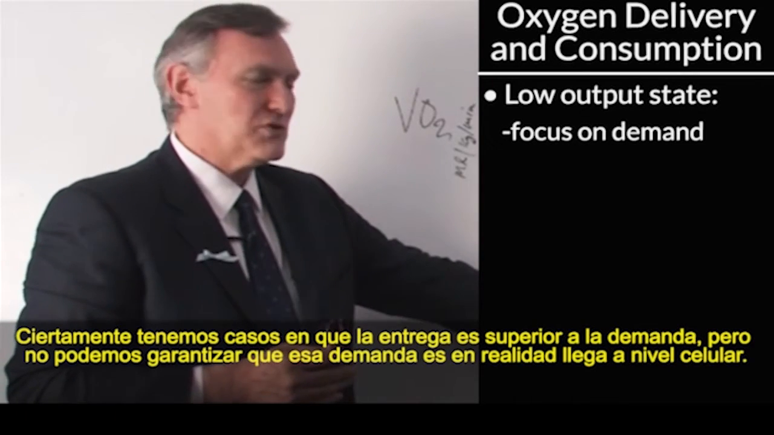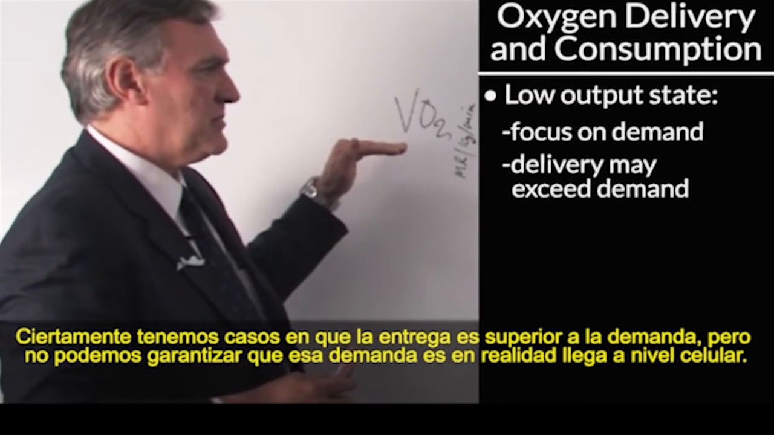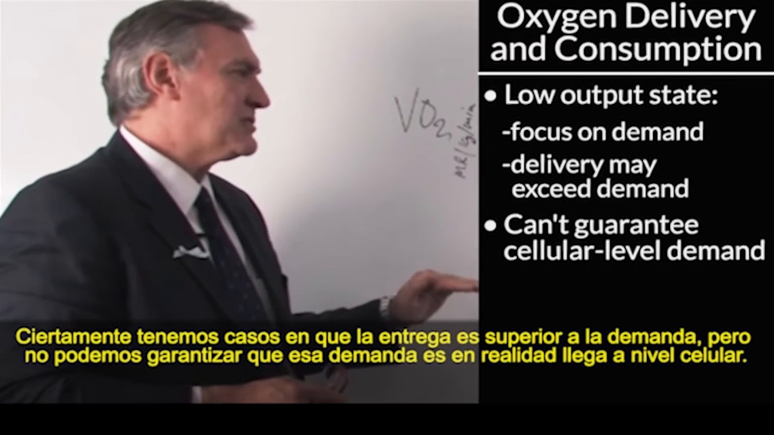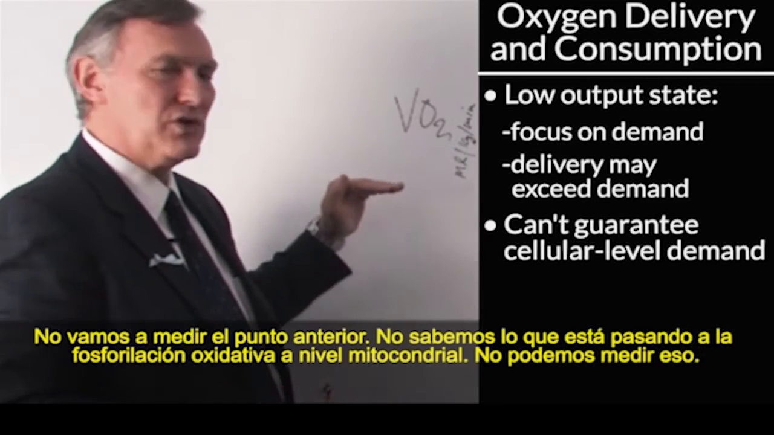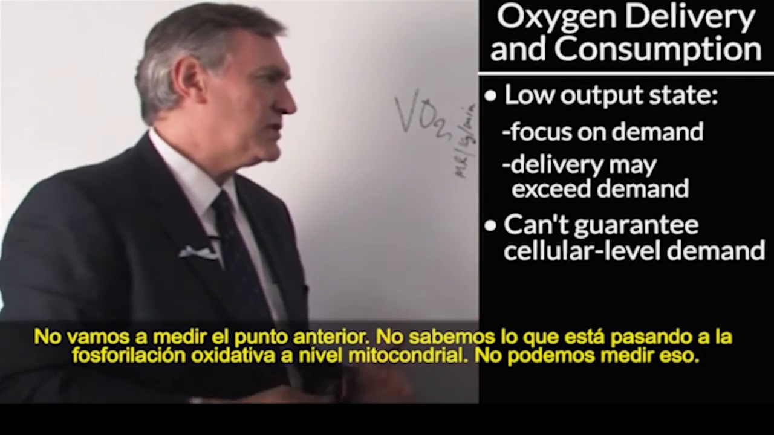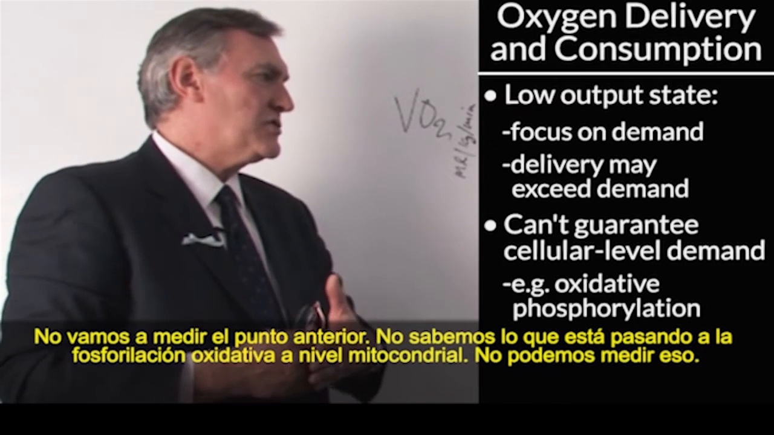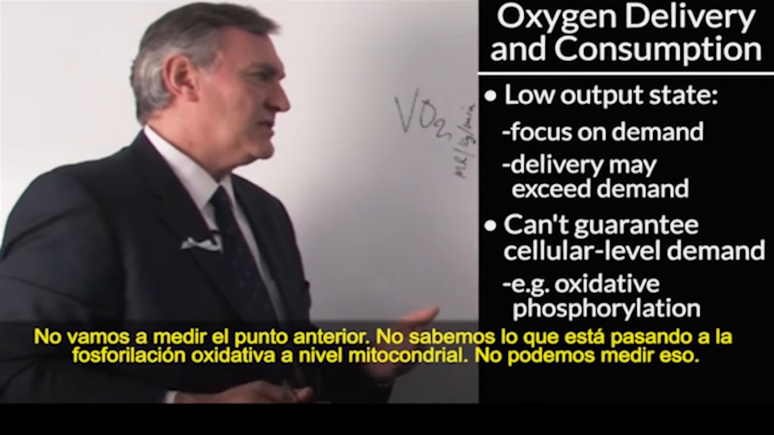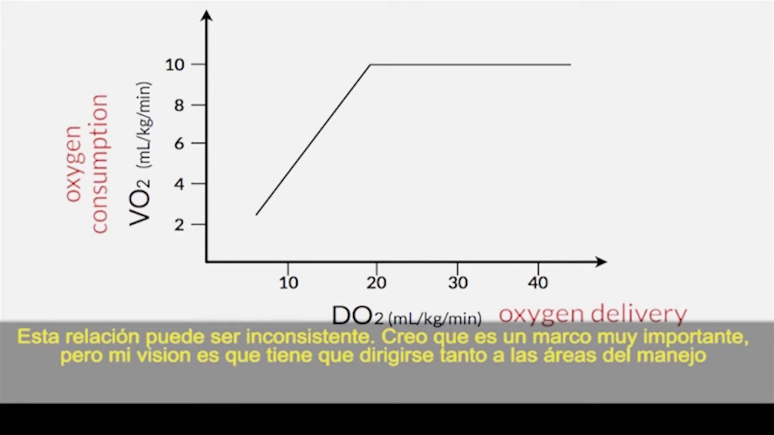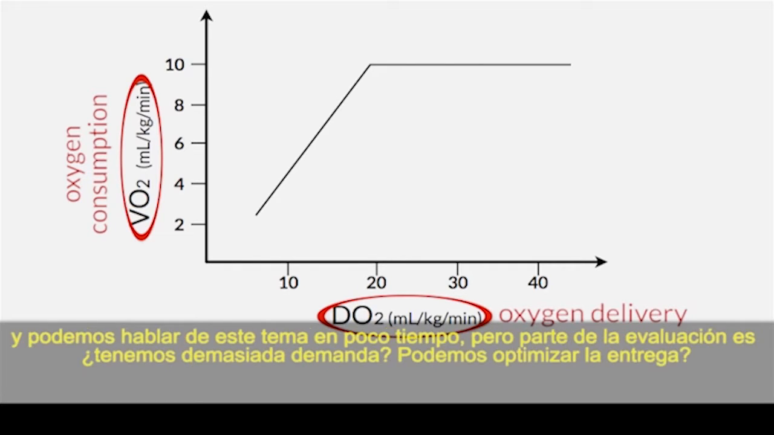Certainly we have circumstances where delivery is in excess of that demand, but you can't guarantee that it is actually reaching the cellular level. We're not measuring that. We don't know what's happening to oxidative phosphorylation at the mitochondrial level. We can't measure that. So this relationship may be inconsistent. I think it's a very important framework. But my approach to thinking about it is you need to target both areas in the management. And we can talk about that in a short while.